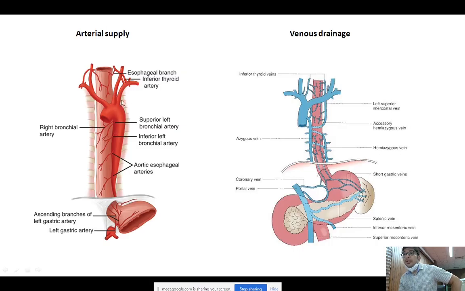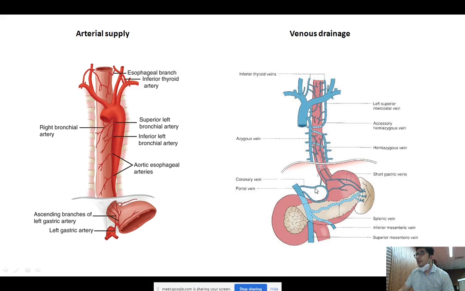The arterial supply is by the esophageal branch of the inferior thyroid artery, branches from the bronchial artery, some branches from the aortic arteries, plus some branches from the left gastric artery. The venous drainage, you can see over here, this is the esophagus, is by the azygous and hemiazygous veins.